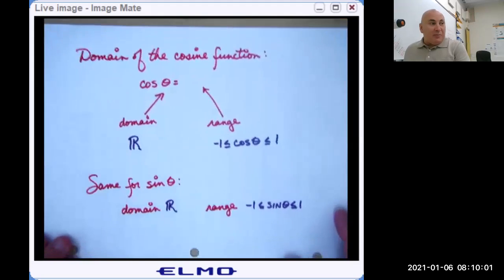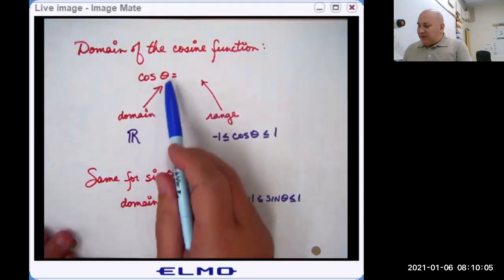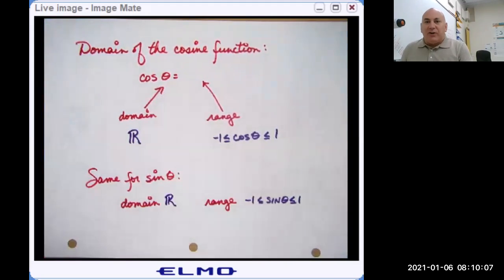So if we look at domain and range, the domain of the cosine function is all real numbers. You can take the cosine of any angle. Think of it on the unit circle. Any angle you want, wherever that terminal side intersects the unit circle, that x coordinate's your cosine.